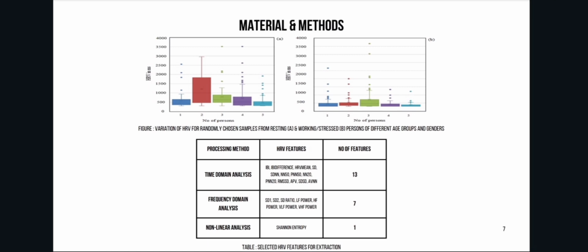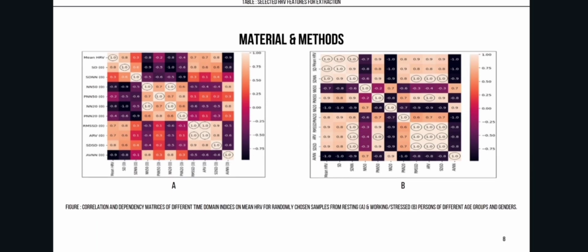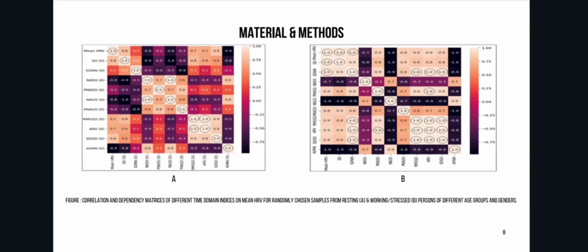All the different time domain, frequency domain, and nonlinear features have been calculated, shown in the table. In total, 21 number of different features have been considered. This figure shows correlation and dependency matrices of different time domain indices on mean HRV for randomly chosen samples from resting and working or stressed persons of different age groups and genders.